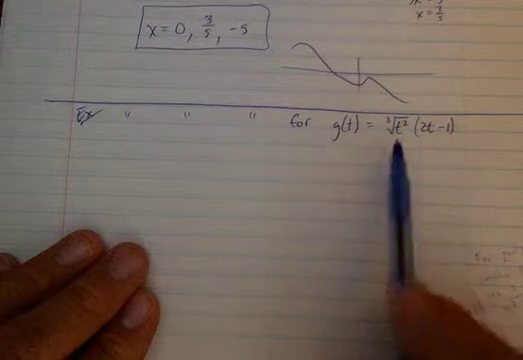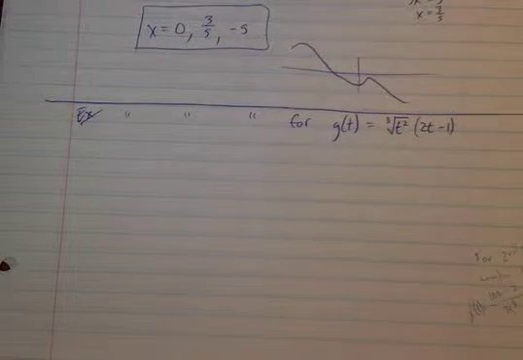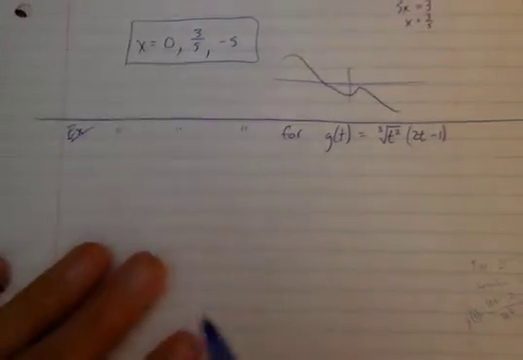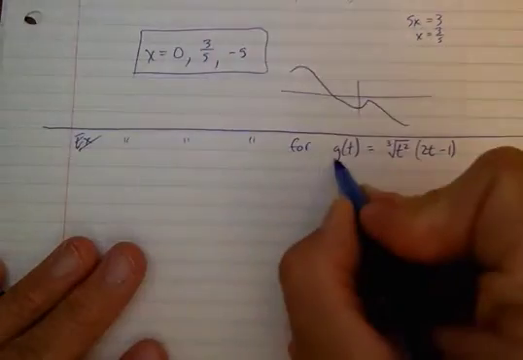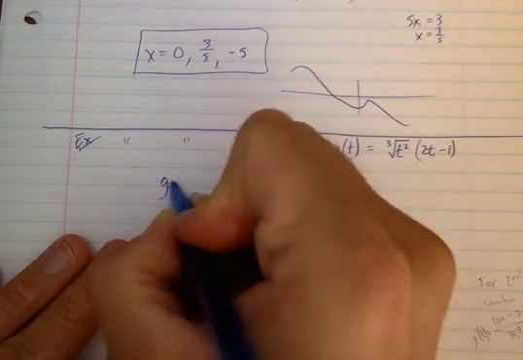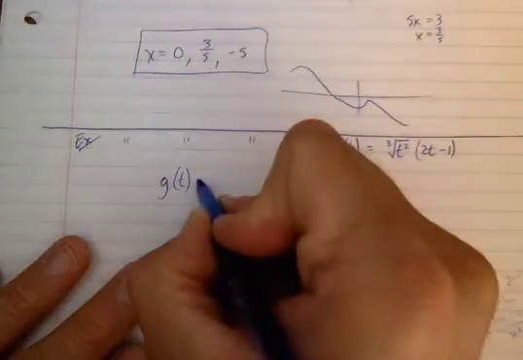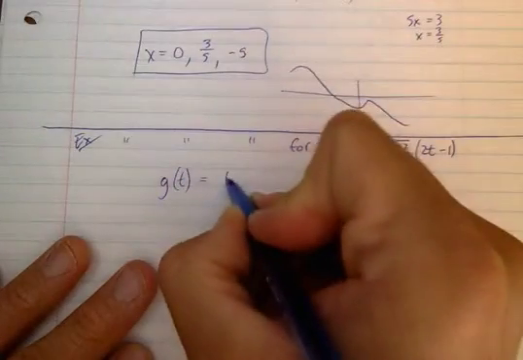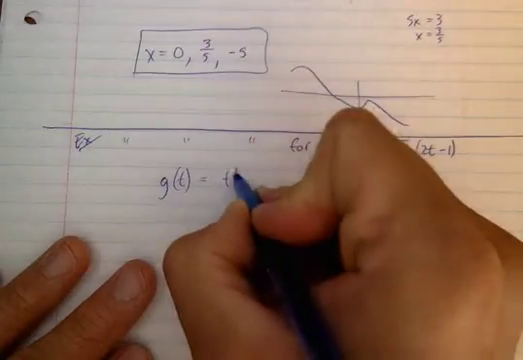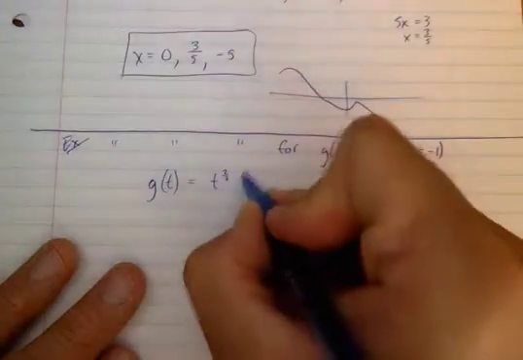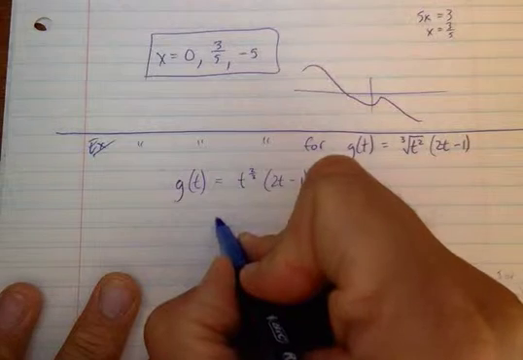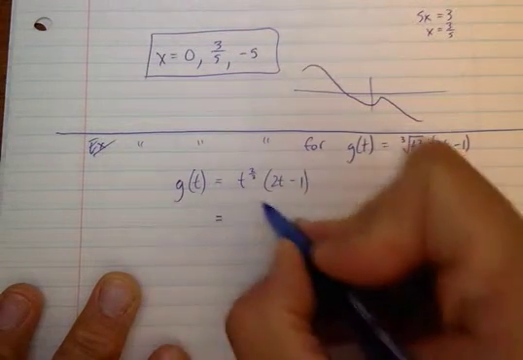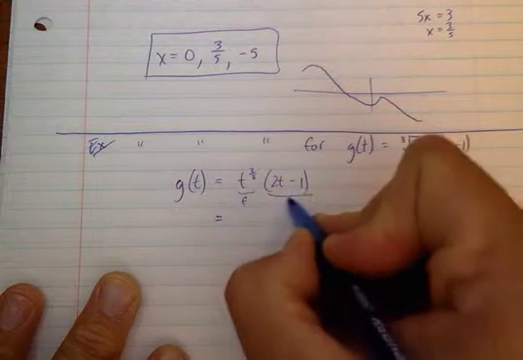Okay, determine all critical points for this. g of t equals the cube root of t squared times 2t minus 1. Let's figure out the derivative of this. First, I want to rewrite it. Equals t to the 2/3 times 2t minus 1. Let's see, that's going to be our f, and that's going to be our g.